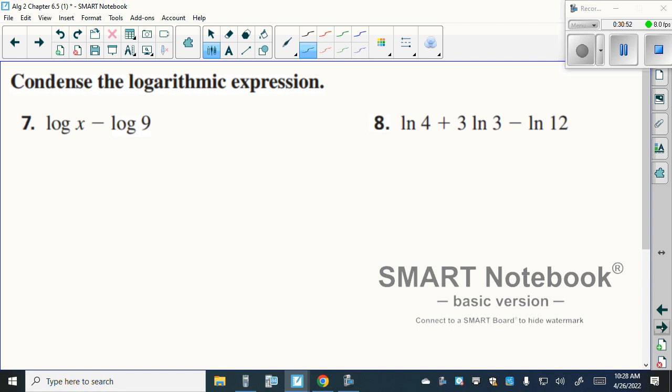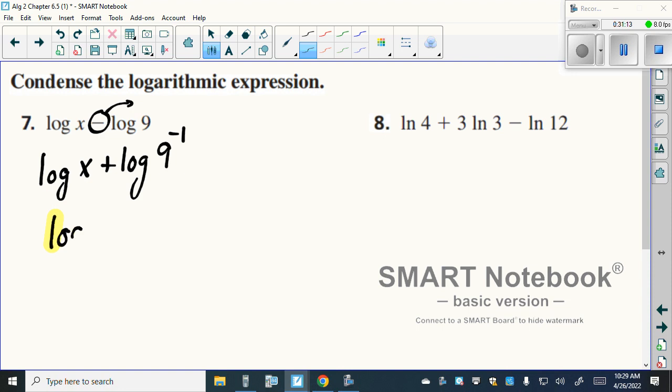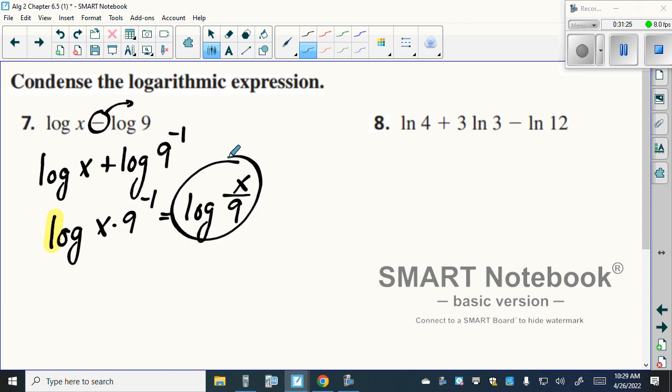Here we only have 2 terms, yes? So we could deal with using the exponents and moving this up, which would be log of x plus log of 9 to the -1. Which our product property tells us that this would be log of x times 9 to the -1, which would be log of x divided by 9.